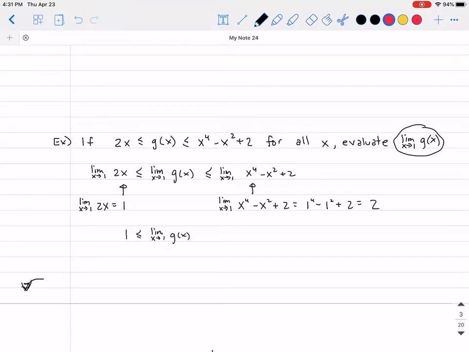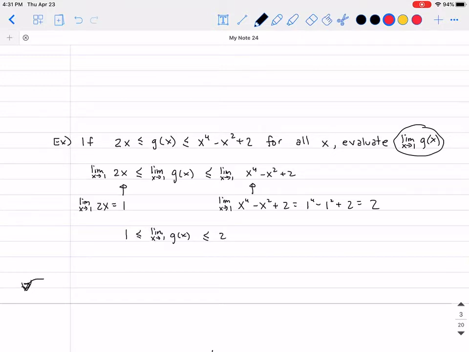So here is our conclusion. The limit as x approaches 1 of g of x is going to be somewhere in between the two. Now, in a lot of the problems that you're going to run into, the upper bound is most likely going to be the same as the lower bound. So in that sense, we can actually apply the squeeze theorem.